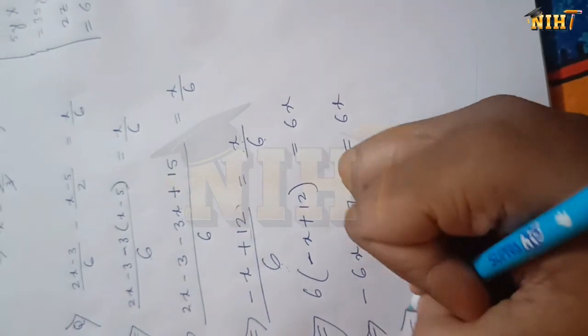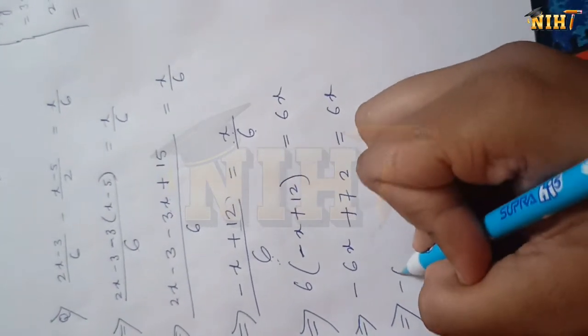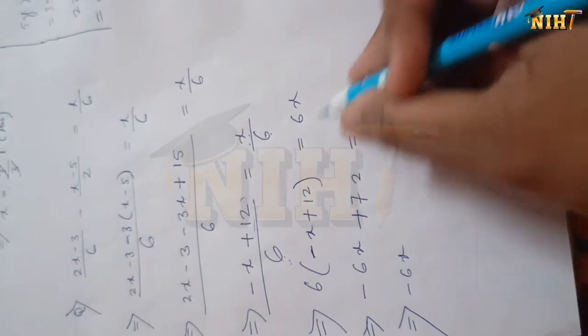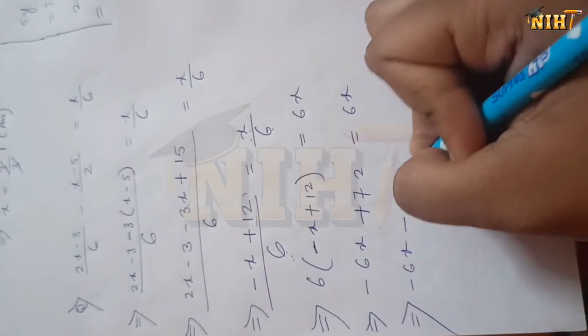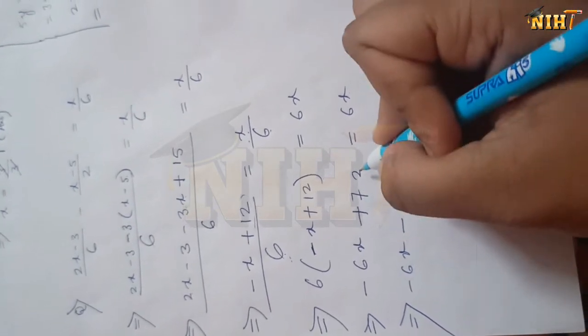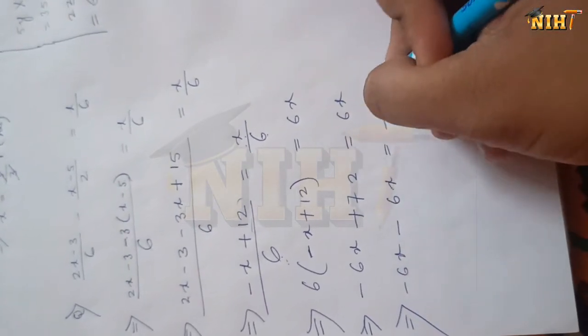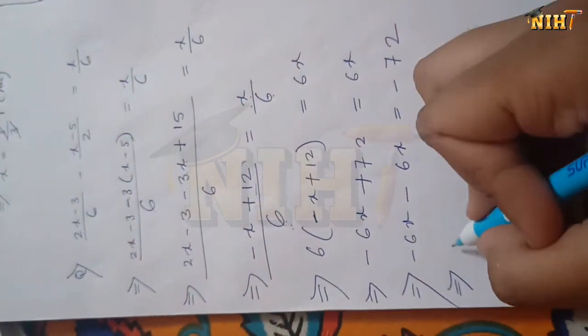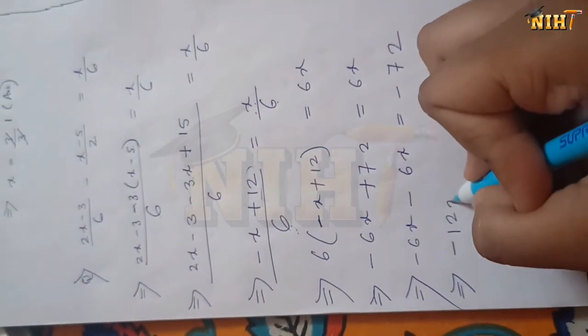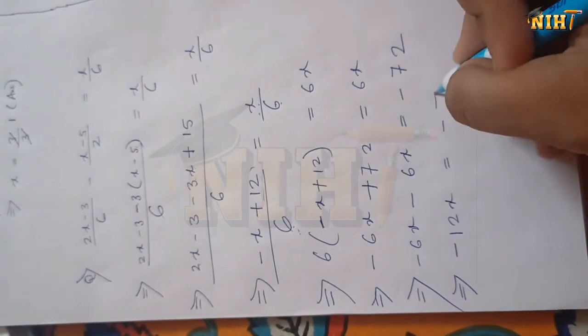As I said, variable to one side. So here is minus 6x. We will take this 6x to this side, so it will be minus 6x. And this 72 to this side, so it will be minus 72. Minus 6x minus 6x is minus 12x is equal to minus 72.